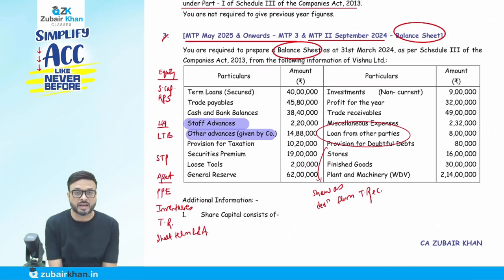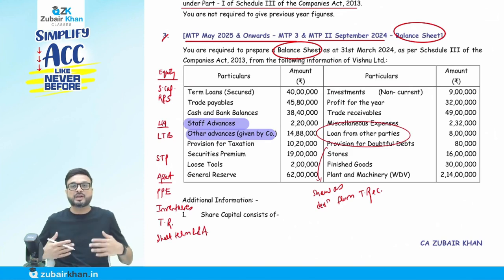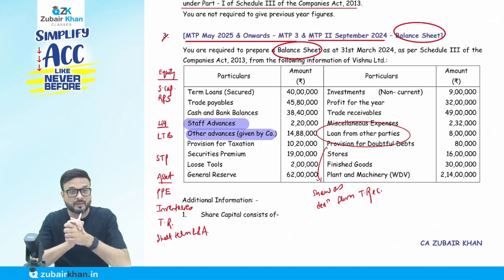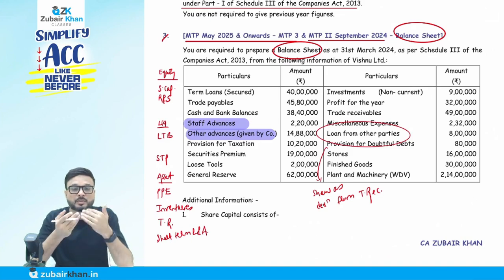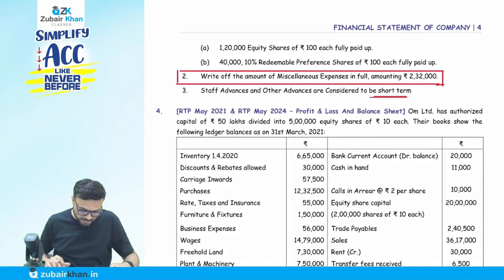Now, what is going to happen is that it is not mentioned in the question whether the loan from other parties is short term or long term. So we have to take an assumption, and it depends on us. We may call it short term or long term. Whatever we are treating it as, nothing is mentioned about the loan being short term or long term.